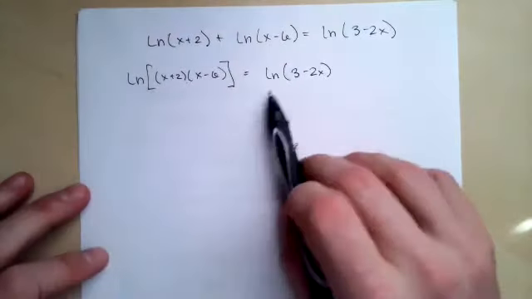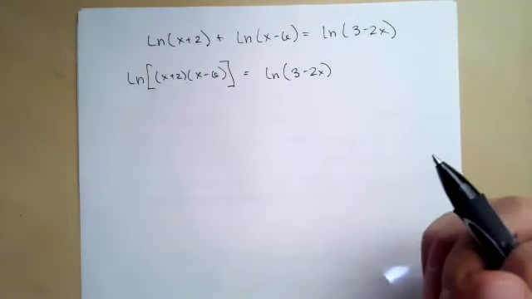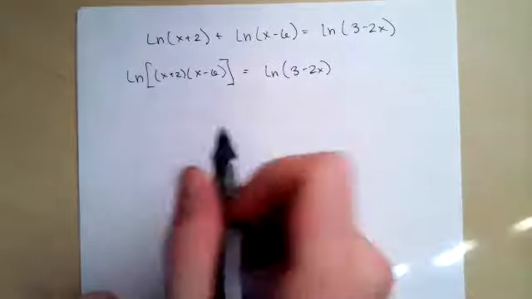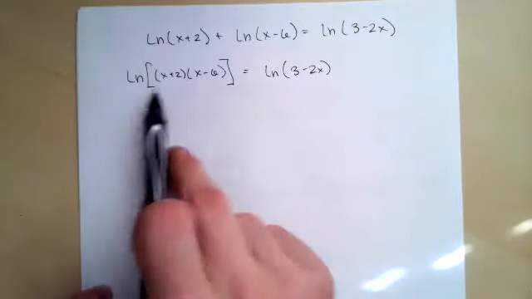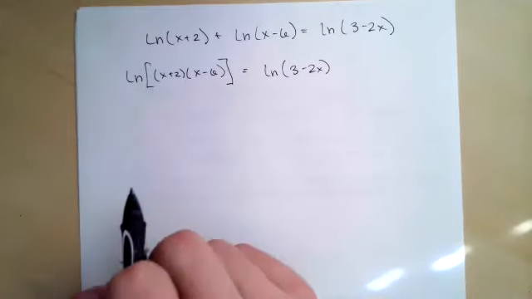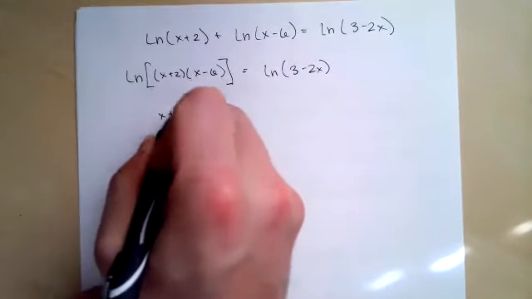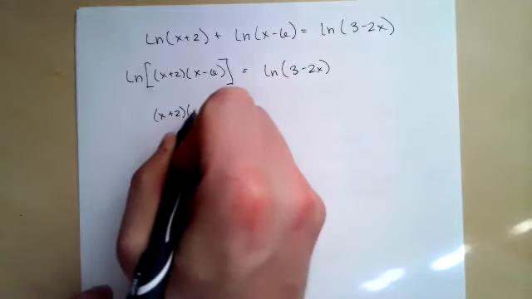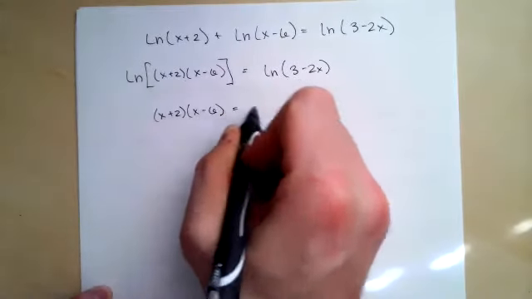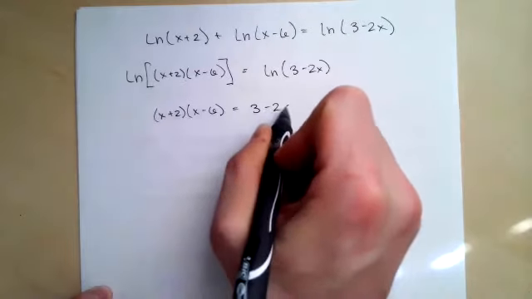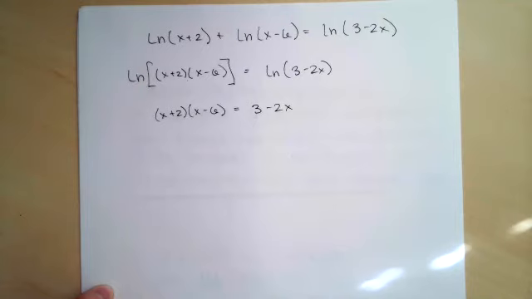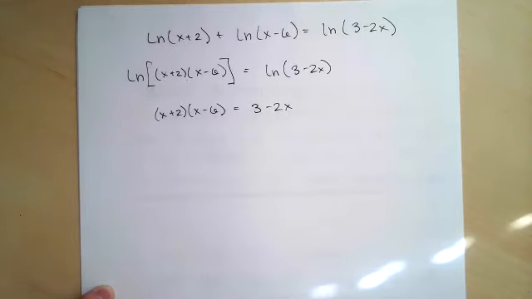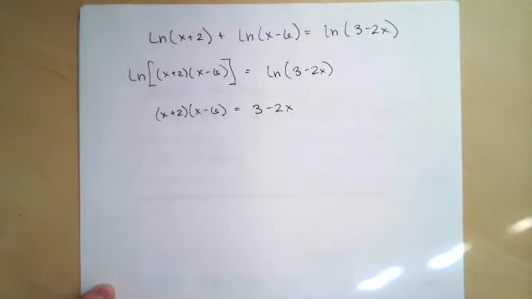If we exponentiated both sides, that would undo the logs. Or we could just cite the one-to-one property of logs and say that if two logarithms of the same base are set equal to each other, then this means that the arguments inside of those logs have to be the same. So we get x plus 2 times x minus 6 is equal to 3 minus 2x. And now we've reduced the problem back to a quadratic.